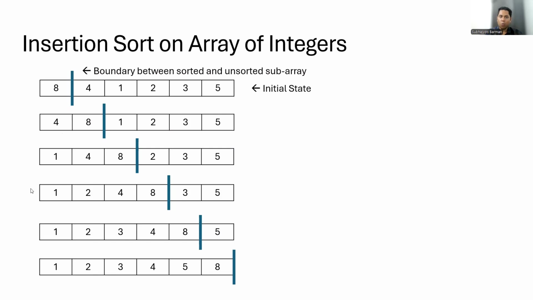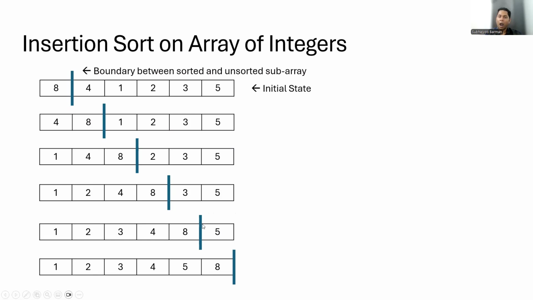Then we have value 1. It must appear prior to 4. If we are able to store this value 1 prior to 4, then we can push this boundary. Now we have 2. We have to place this value in between 1 and 4. Similarly, for the value 3, we must store it in between 2 and 4. Here you can see in between 2 and 4, we are able to store this value 3 and we are able to push this boundary.